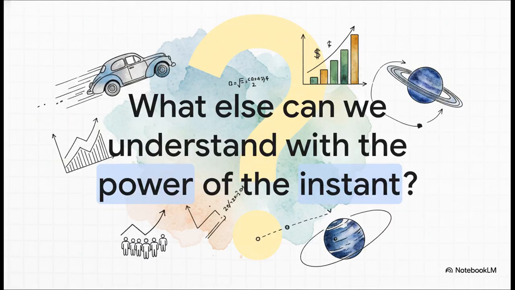And that leaves us with one final, really big thought. We've just unlocked the mathematics of right now. And if we can use this power to understand a car's speed, what else can we understand? What about the growth rate of a business, not over the last quarter, but at this very moment, or the exact velocity of a rocket as it leaves the atmosphere? Think about it. The possibilities? They're pretty much endless.